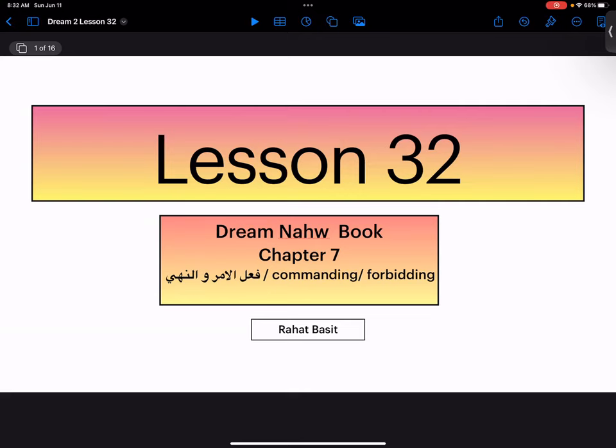Lesson number 32, inshallah. We were talking about fail amar and nahi. Last class we just discussed fail nahi, and inshallah we are going to continue on this lesson and we will learn how to make amar today, inshallah. And that would be a very interesting lesson, and that would help you memorize many, many duas, because many duas start with fail amar.